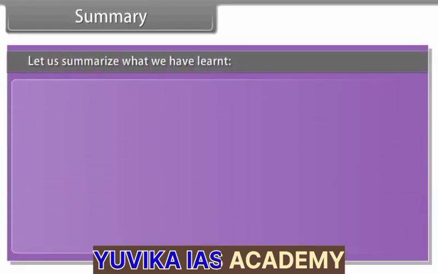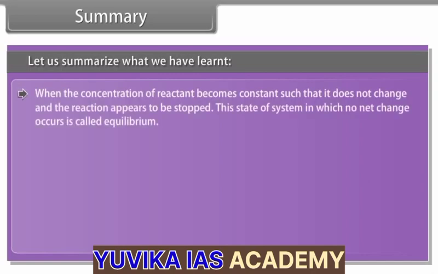Summary. Let us summarize what we have learned. When the concentration of reactant becomes constant such that it does not change and the reaction appears to have stopped, this state of the system in which no net change occurs is called equilibrium.